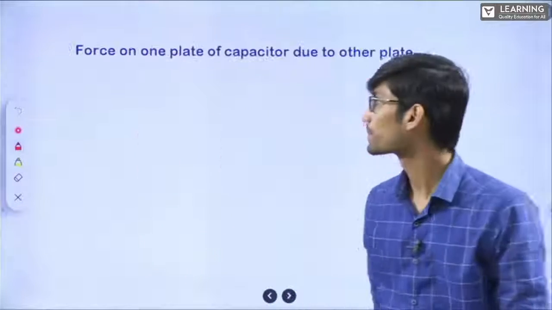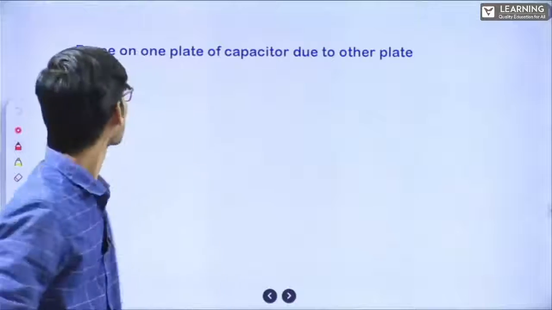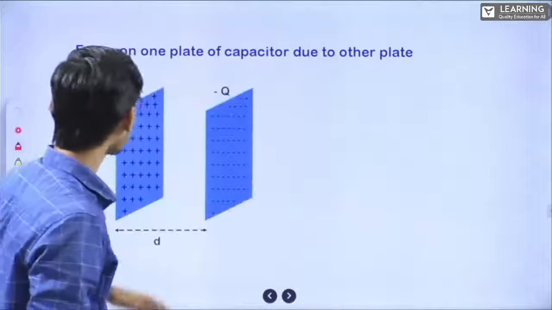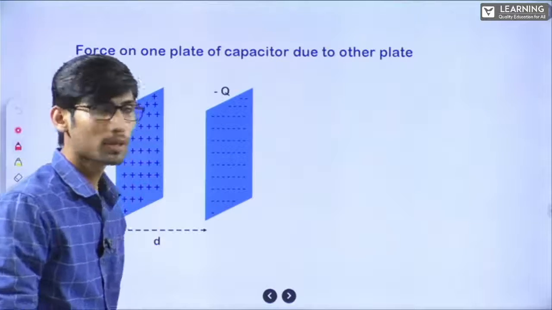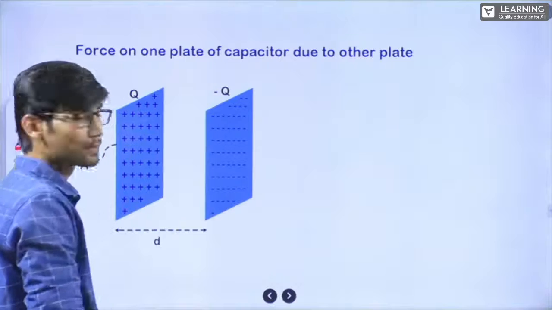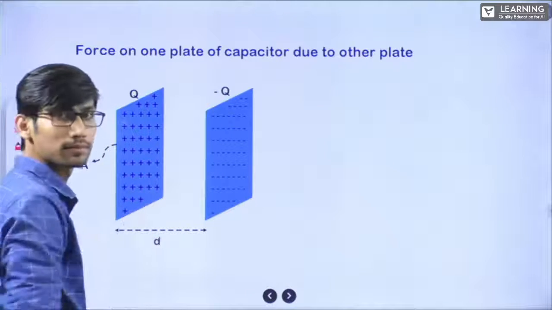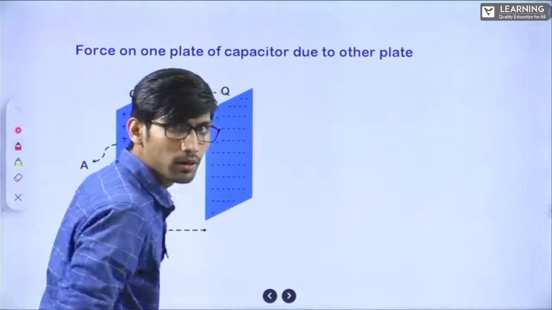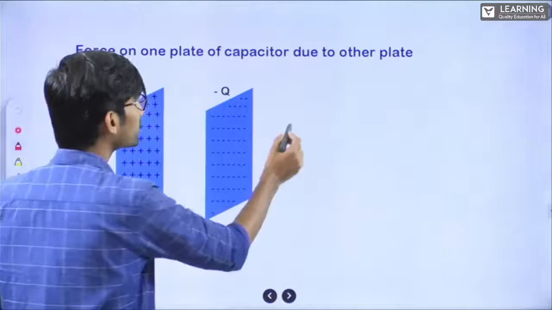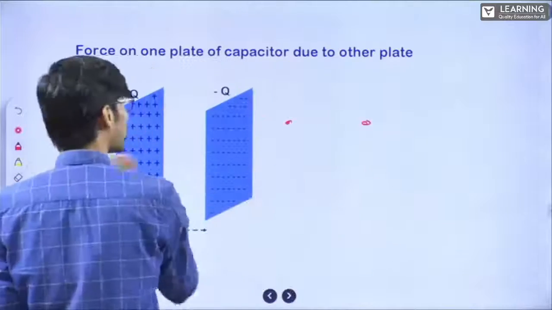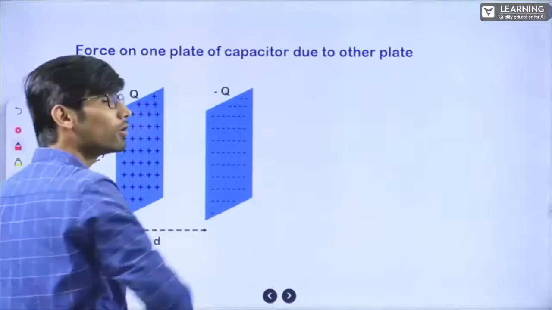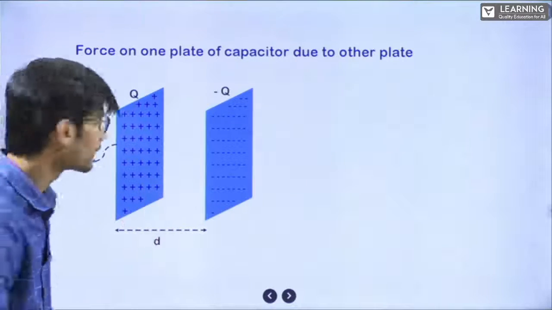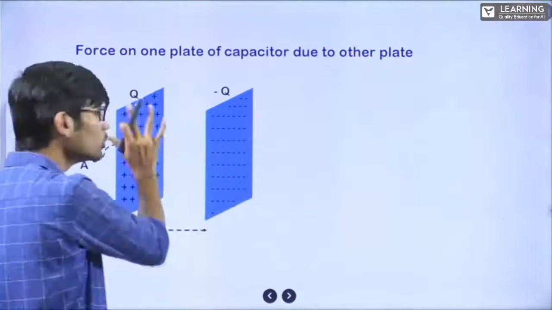All right, next. Force on one plate of capacitor due to other plate. Obviously this is positive charge, this is negative charge. So this plate will try to attract it. Correct? There will be an electrostatic force. How much is that force? Let's find out. Force will be equal and opposite. We know that if 2 point charges are kept, force is equal and opposite. The same way here also, force will be equal and opposite. So if we take out force on any one plate, the same force is experienced by the other plate. Only the direction is different. So let's find the force on this plate due to this plate.